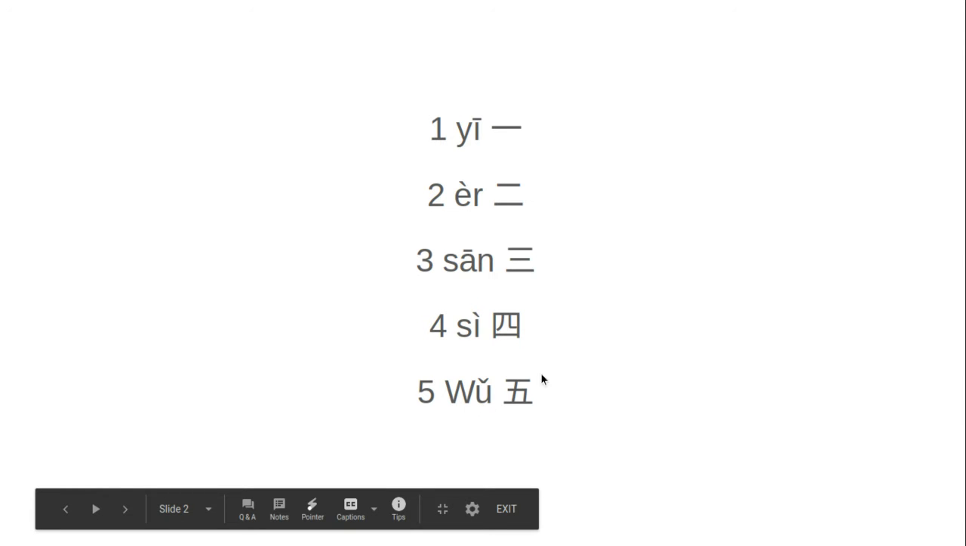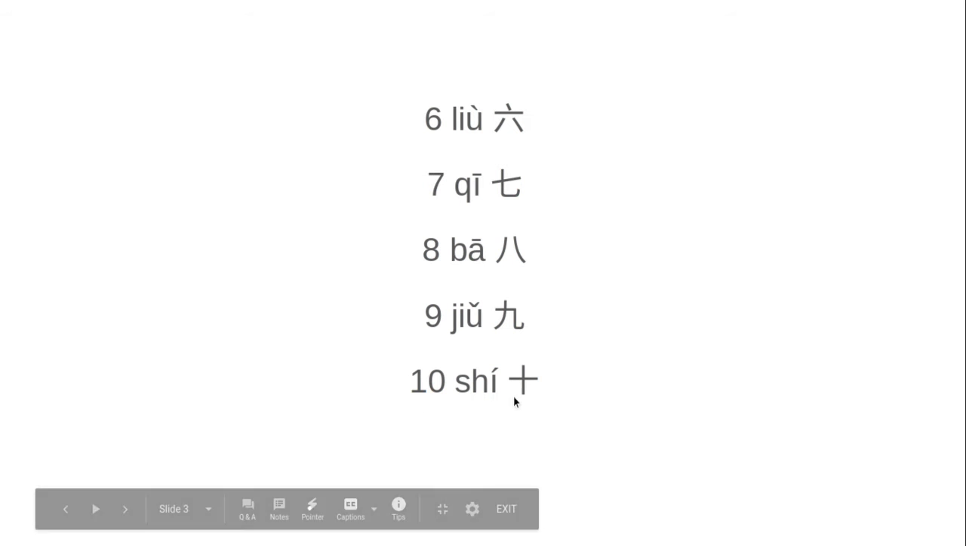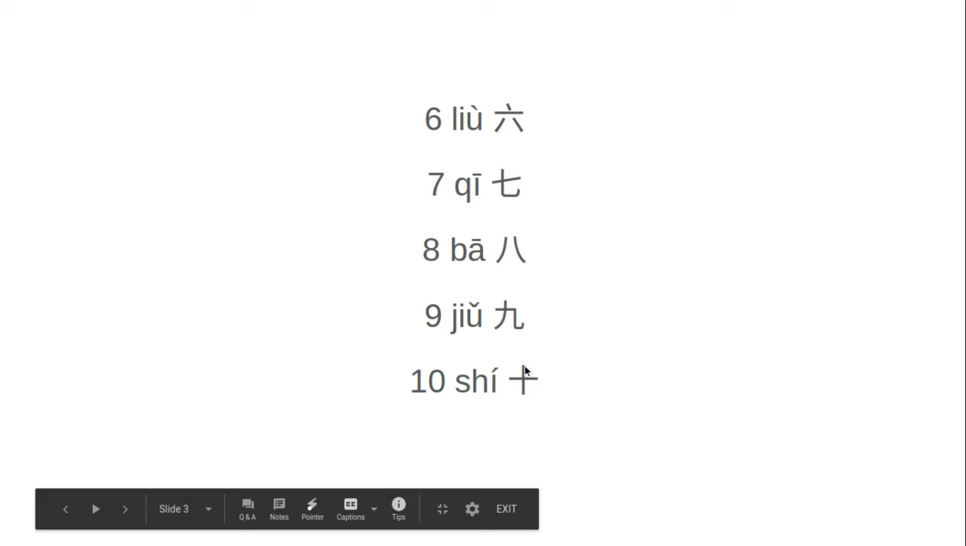Looking at the next ones, we can see that the number 6 goes down, liu, while the numbers 7 and 8 have a flat tone, qi, ba. Then we have the bird with jiu, and it goes down and then back up, jiu. And then finally, we have the first character that goes up, shi. Remember, it has this little cross symbol for 10 because we'll need that in a second. So shi is the number 10.